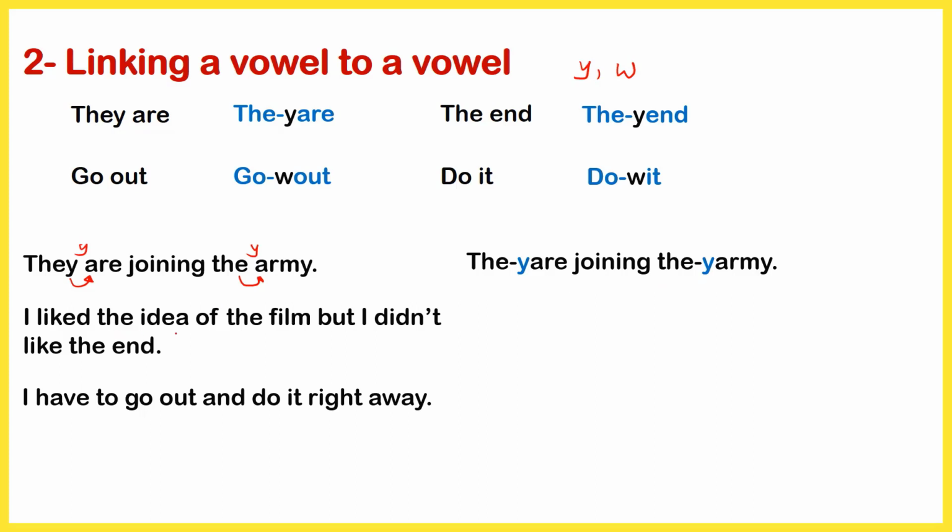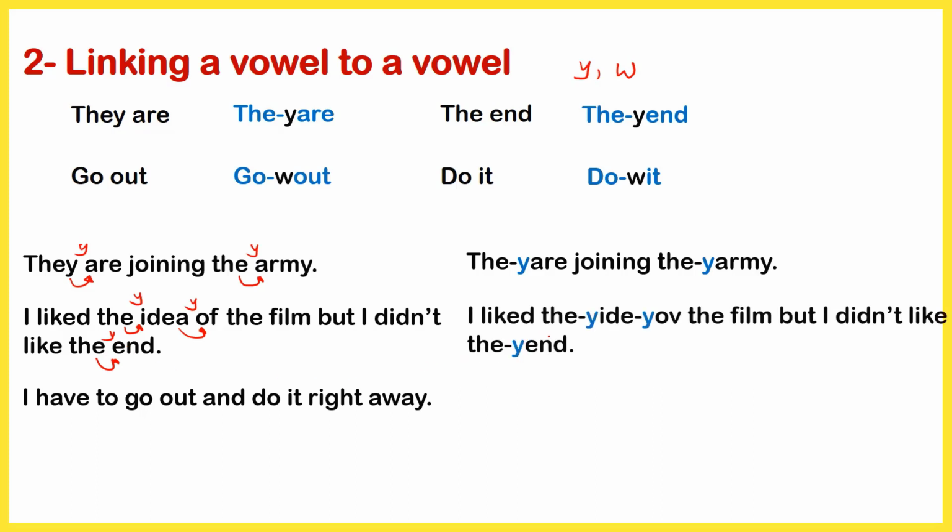Next, "I like the idea of the film, but I didn't like the end." Now let's link. We have the word "the idea." Again here we have ya sound. And we have ya here also, "idea of." So we have also another ya. "The idea of the film, but I didn't like the end." And here we have another ya sound. So the pronunciation, "I like the idea of the film, but I didn't like the end."